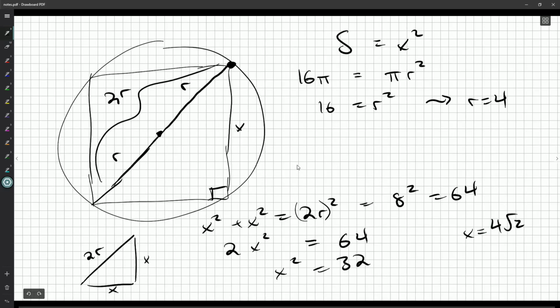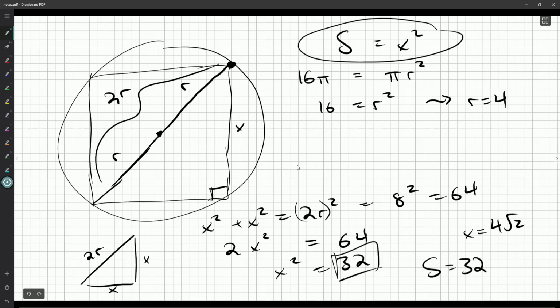But what are we trying to figure out? We're trying to figure out the area S, and that's just x squared. So we've got our final answer. It's 32. S is 32. And that's what we would write in the space provided. And that's really all that matters, but we have shown our work if we need to.